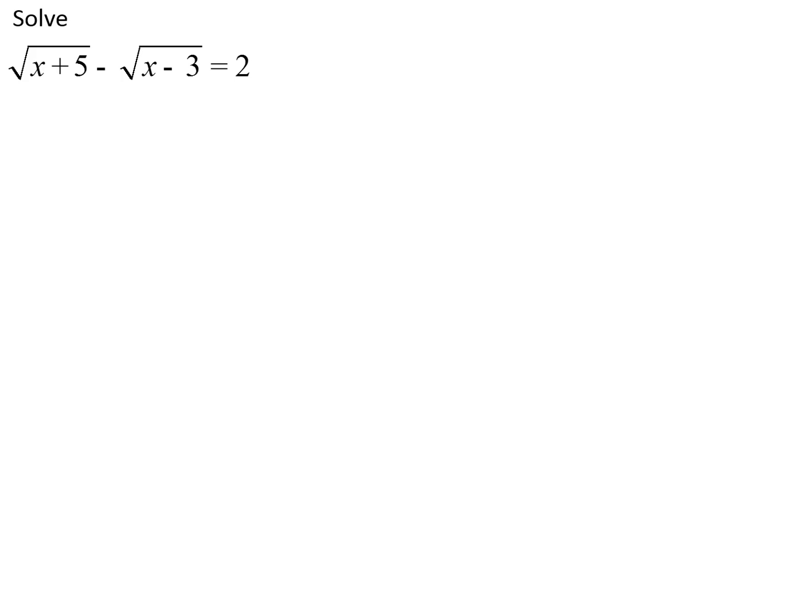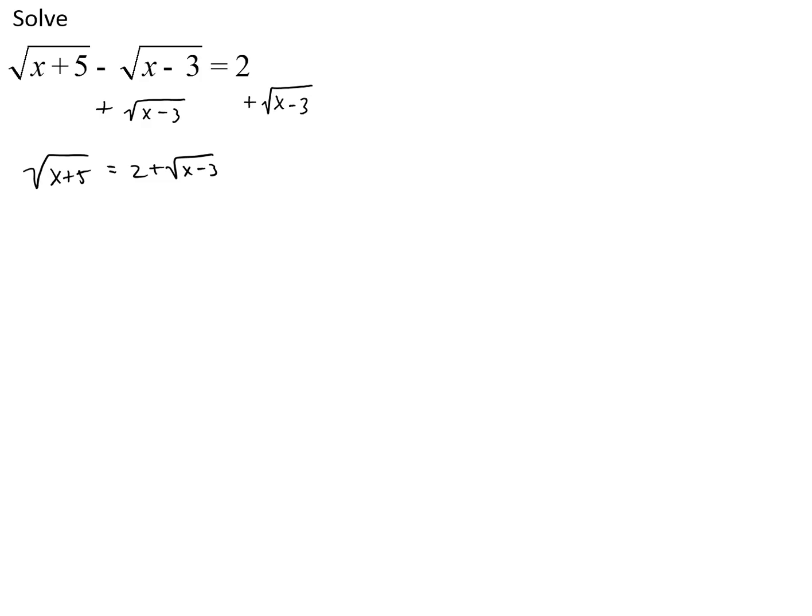To solve this radical equation, we need to get a radical expression by itself on one side. So we're going to go ahead and add the square root of x minus 3 to both sides. That way we'll end up with the square root of x plus 5 by itself over there on the left. So I'll have the square root of x plus 5 equals 2 plus the square root of x minus 3.